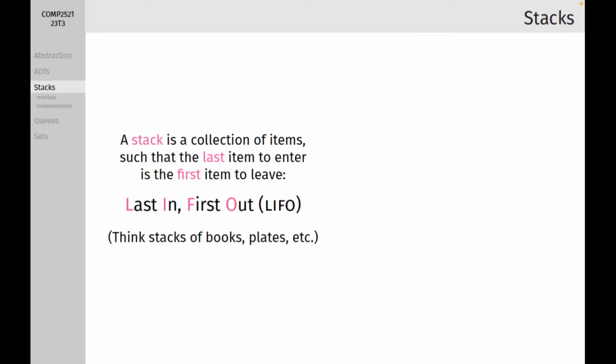Okay, so first we'll look at what a stack is. A stack is a linear collection of items such that the last item to enter is the first item to leave. So it's called a last in, first out data structure, and you can think of it as a stack of books or a stack of plates. If you have a stack of plates and you want to add or remove a plate, you can only add it to the top and remove from the top. So you can think of it as a literal stack.